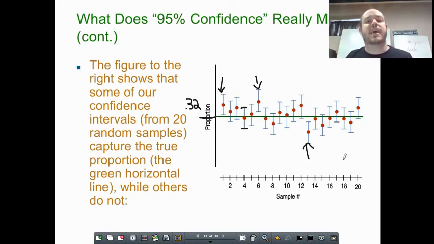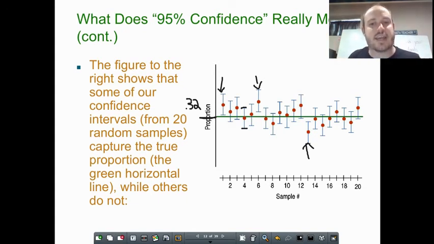So instead of saying that 95% of the time the 0.32 or the true proportion will fall within our confidence interval, instead we say that 95% of the time our process of creating a confidence interval will create an interval that has the true mean inside of it. So it's not the fact that the true proportion's changing, it's the fact that the confidence interval is changing. So 95% of our confidence intervals will have the true proportion inside of it.